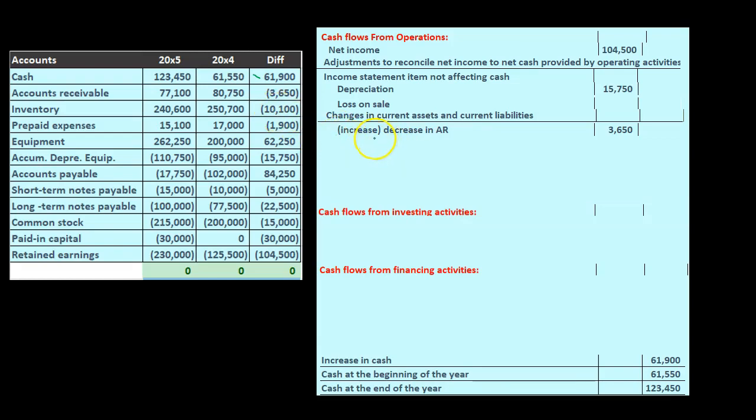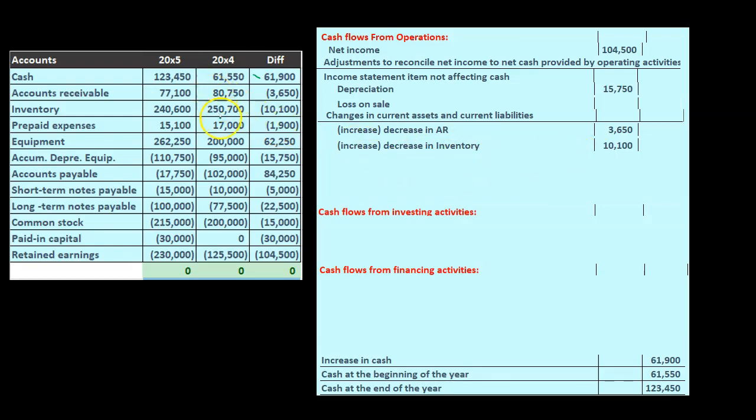That's what the brackets represent. And then if there's a decrease in the actual current asset, that's going to represent an increase in the cash flows. That's what this little cheat sheet represents. Once we know that, we can just apply it to all current assets. It's going to be the same for inventory. If there is a decrease, then we're going to have an increase here. If there's an increase, it's going to decrease over here.